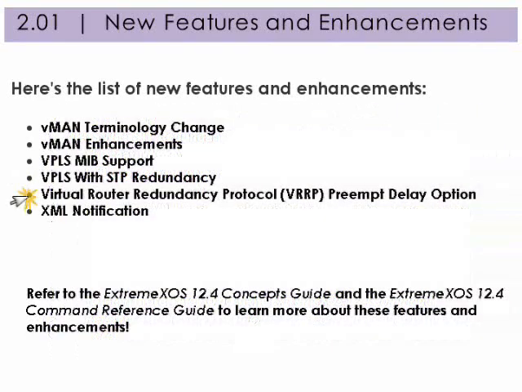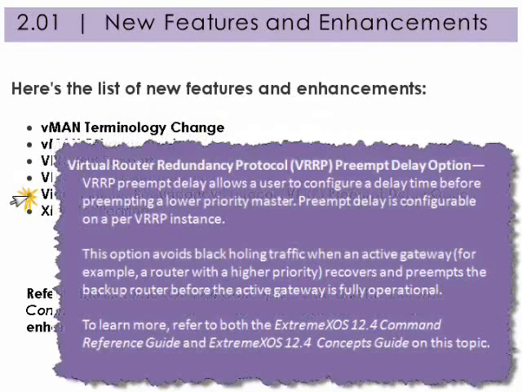Virtual Router Redundancy Protocol Preempt Delay option. VRRP Preempt Delay allows a user to configure a delay time before preempting a lower priority master. Preempt delay is configurable per VRRP instance. This option avoids black-holing traffic when an active gateway, for example a router with a higher priority, recovers and preempts the backup router before the active gateway is fully operational. To learn more about this topic, please refer to your reference documentation.